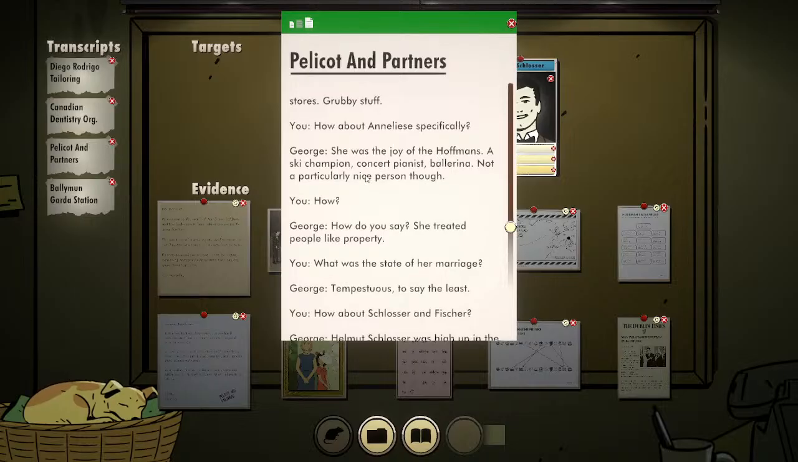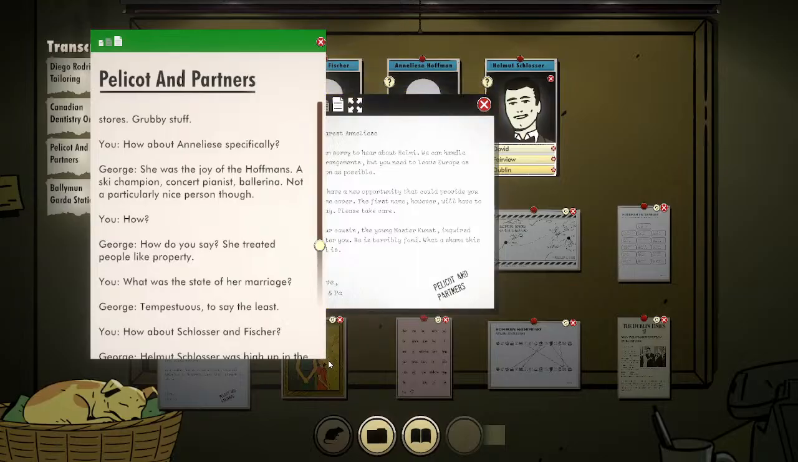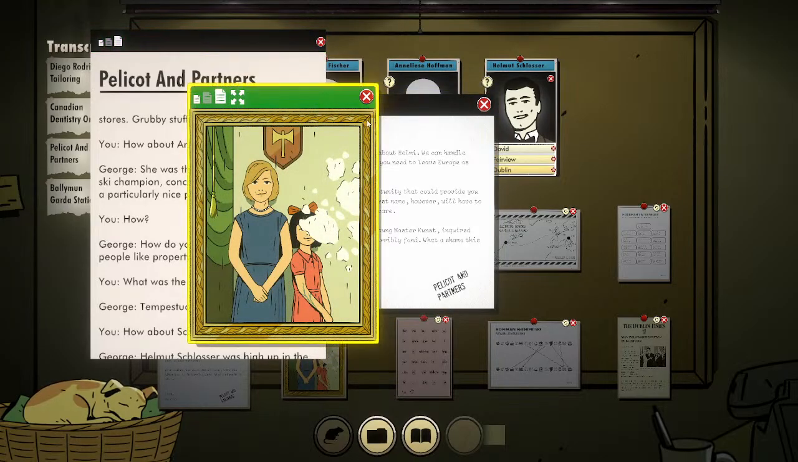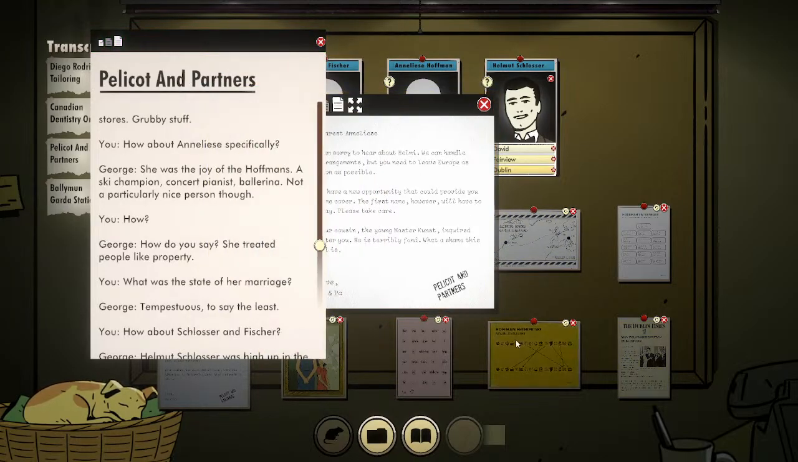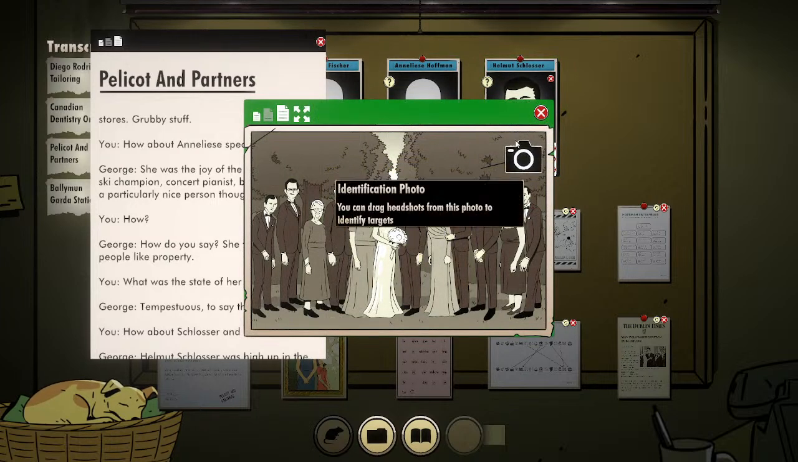Annalise was a joy of the Hoffman. A ski champion, concert pianist, and ballerina. Does any of that match what we've seen? Concert pianist and ballerina. Does any of that come up anywhere?